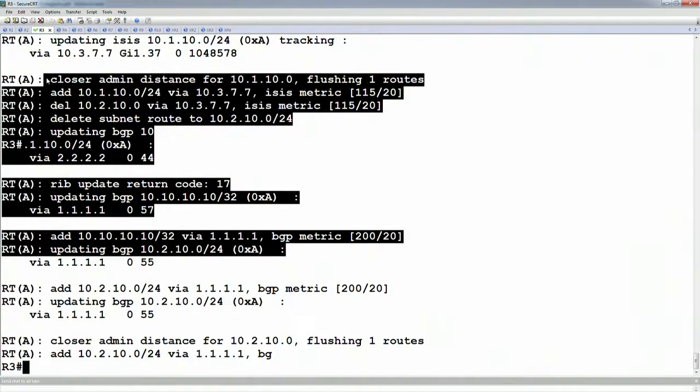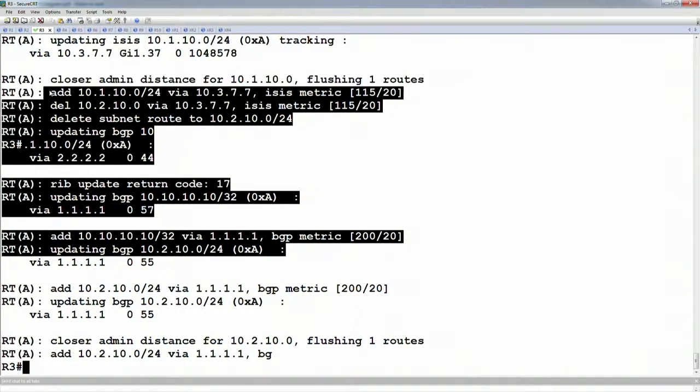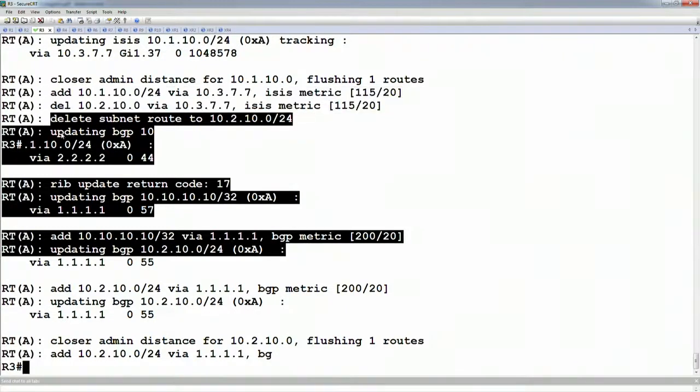Here's the issue. Closer administrative distance for 10.1.10. We're adding it with the distance of 115, and then it's getting deleted and then added as BGP.